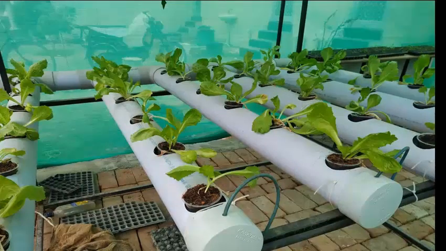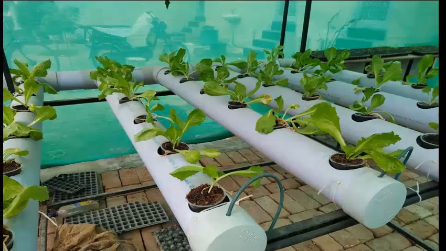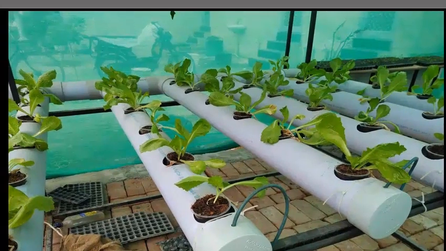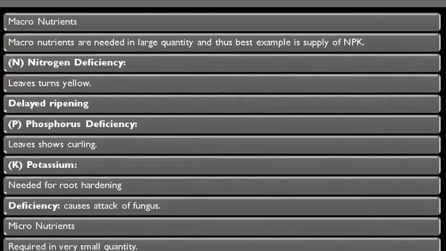So this is a DFT system, okay, in which you are putting your plants into the net cup inside a pipe, and in that pipe your nutrients are running. Your nutrients are flowing via drip irrigation, or directly you can send them.